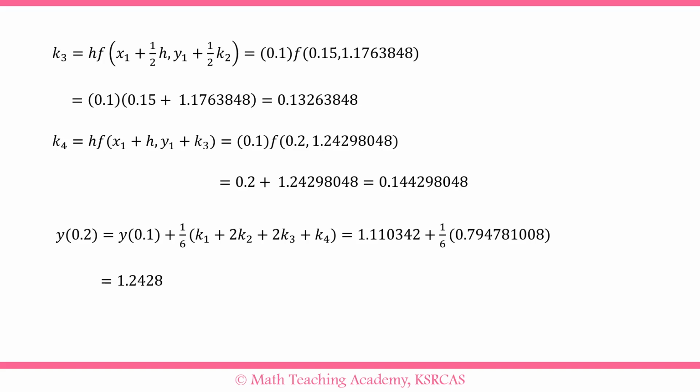So the answer is 1.2428055. Therefore, y of 0.2 equal to 1.2428, correct to 4 decimal places.